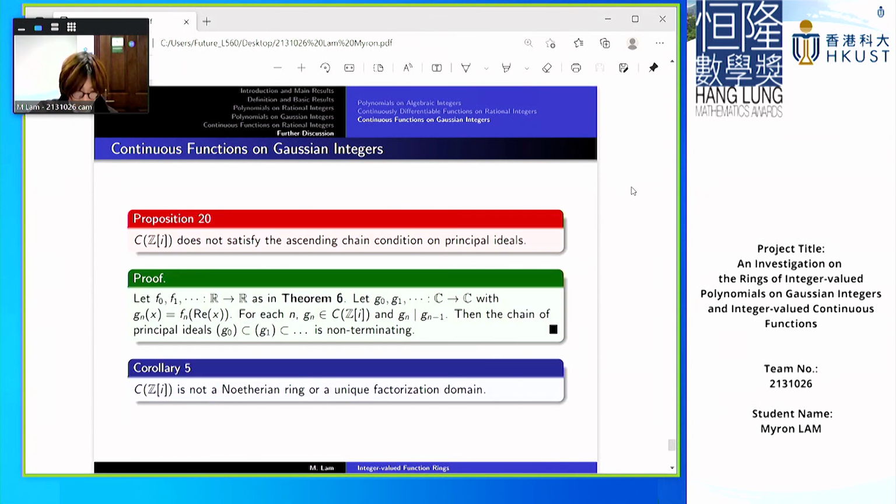By applying f_n in the theorem to the real part, we obtain functions g_n where each function divides the previous, so there is a non-terminating chain of principal ideals.